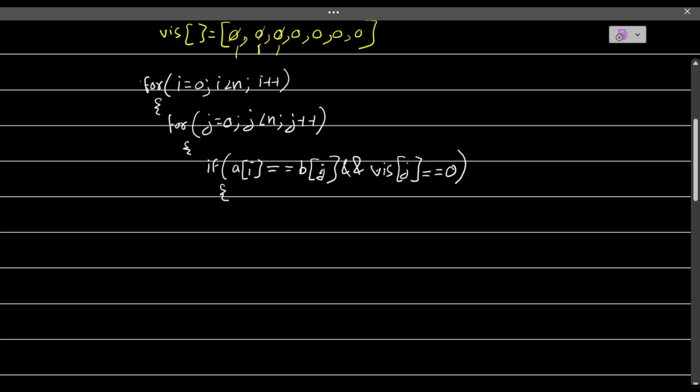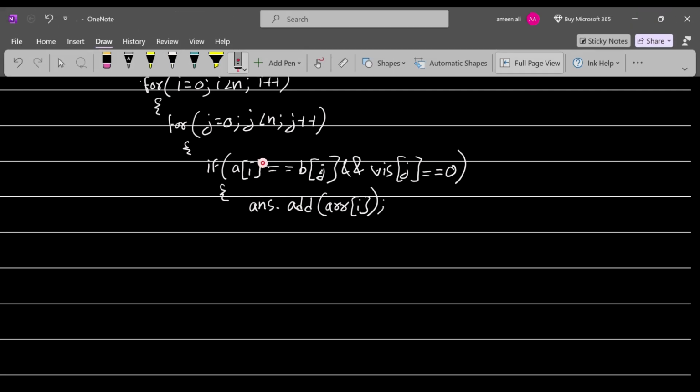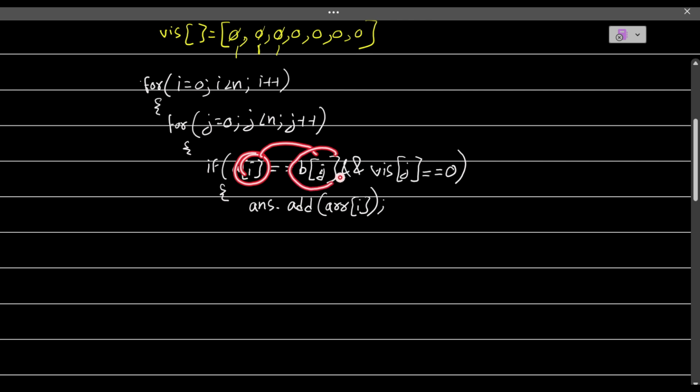Then I'll say answer dot add array of i. So if there is a corresponding element in the b array and it is not visited, it is equal to 0, then I'll add this array element to the answer array. Answer array means the intersection.